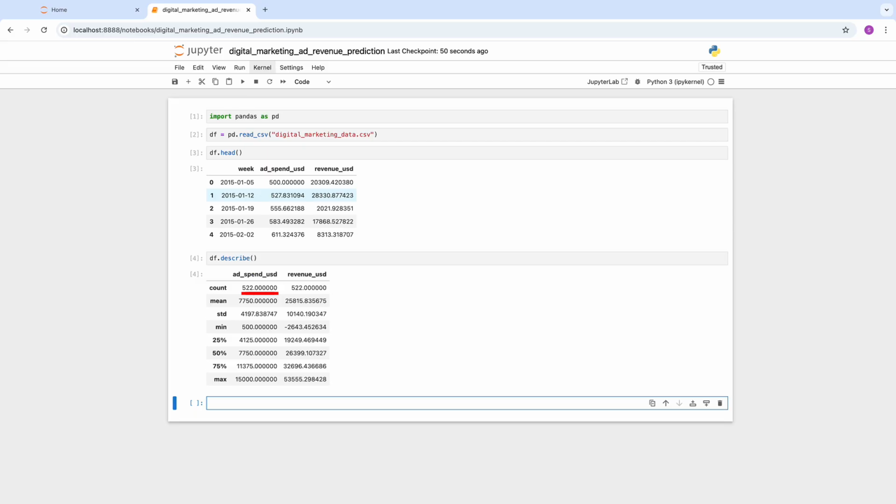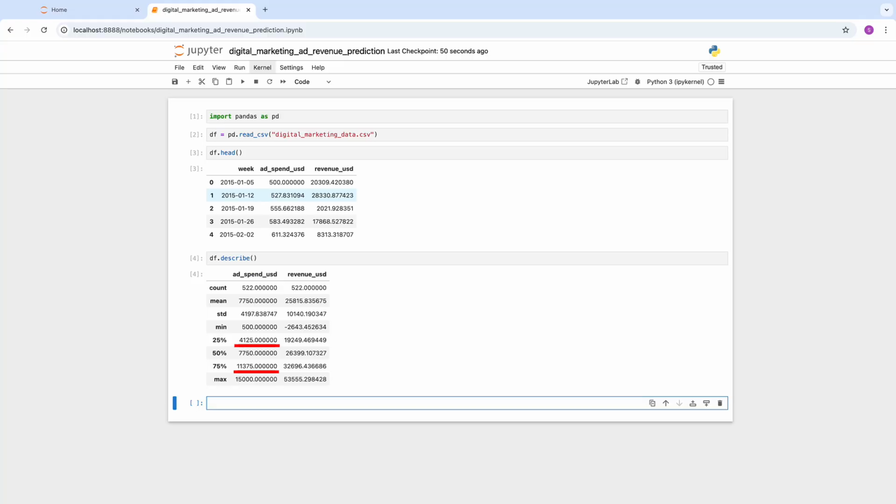We have 522 weeks of data in total. On average, weekly ad spend is around $7,750, with values ranging from as low as $500 up to a maximum of $15,000. For revenue, the average week brings in around $25,800, but the range is much wider, going from negative values in some weeks all the way up to $53,000. That negative minimum likely means that there were losses or reporting adjustments in those weeks, which is something to keep in mind when we build the model.